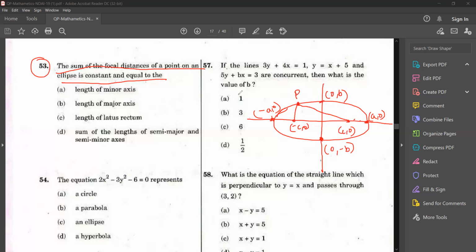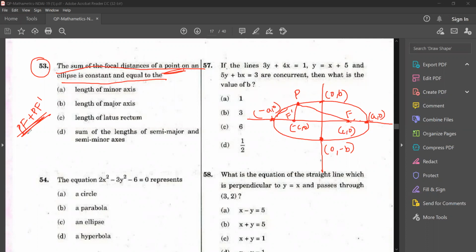Then they are asking for the sum of the focal distances. Suppose I denote this focus as F dash and this as F. The focal distances mean the distance from the focus to the point. The point is P, and the focal distances are PF and PF dash. The sum of PF and PF dash is what they are asking. This is the distance that we have to find out.